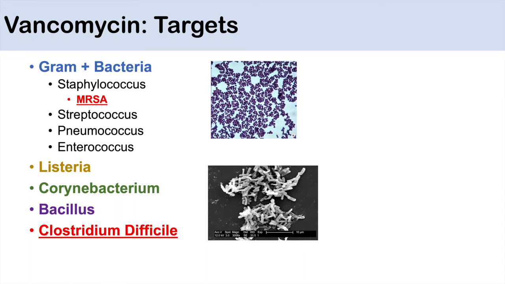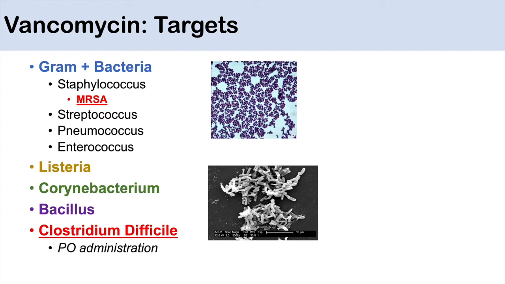And for it to be used for Clostridium difficile, we actually use it as PO administration. And I told you before that we typically use it as IV because it has reduced intestinal absorption. But that's okay when we want to target Clostridium difficile, because Clostridium difficile is in the GI tract, so we can actually give it PO. It won't be absorbed systemically, so it stays isolated in the GI system, and can target Clostridium difficile fine.